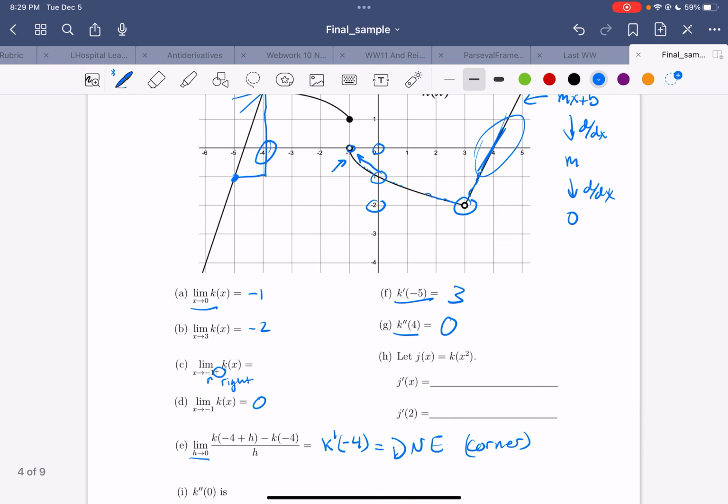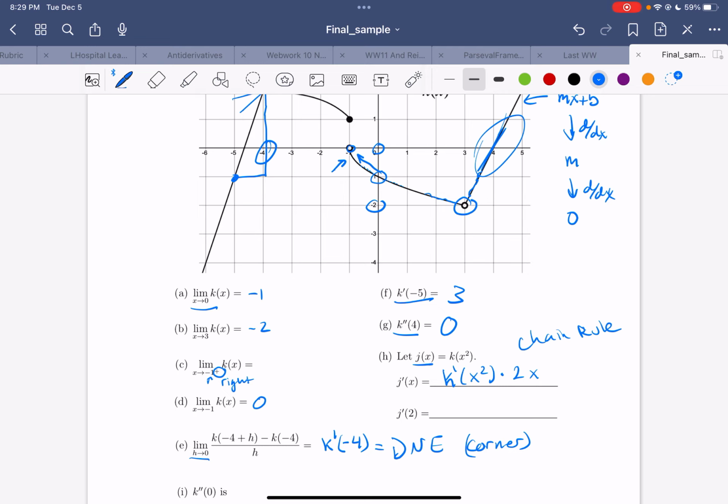All right, so now we define a new function, and we're going to plug x squared into k. Fine, whatever. Let's take a derivative. So this is the derivative of the outside, so that's k prime. You leave the inside alone, times the derivative of the inside. That's the chain rule, super important. Brush up on that if you don't know it. It's the most important thing in calculus.